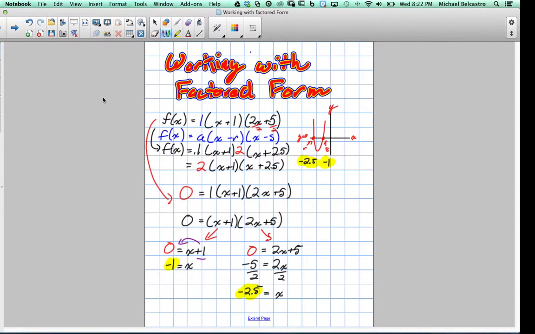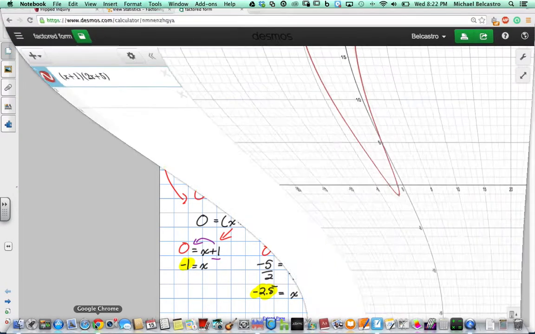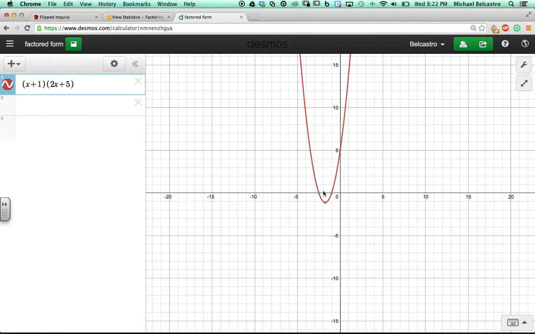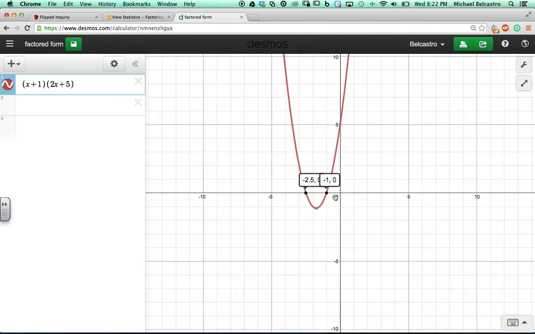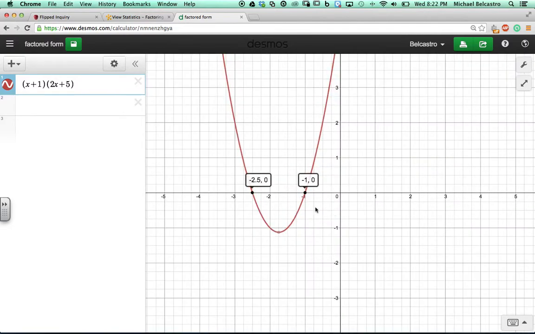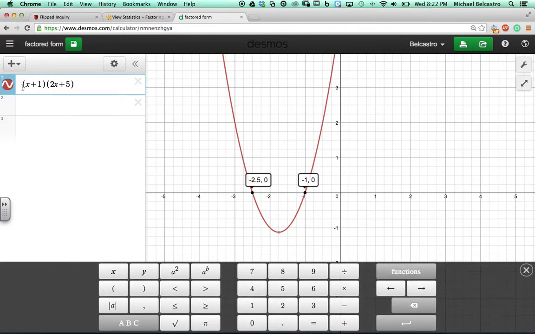And we can test that. I've quickly shown on a graphing calculator here. Here are the x values at negative 2.5 and another one at negative 1. Let's zoom in a little so you can see the difference. There, exactly what we had before. And even if I put the value of 1 here, it doesn't change anything, right?